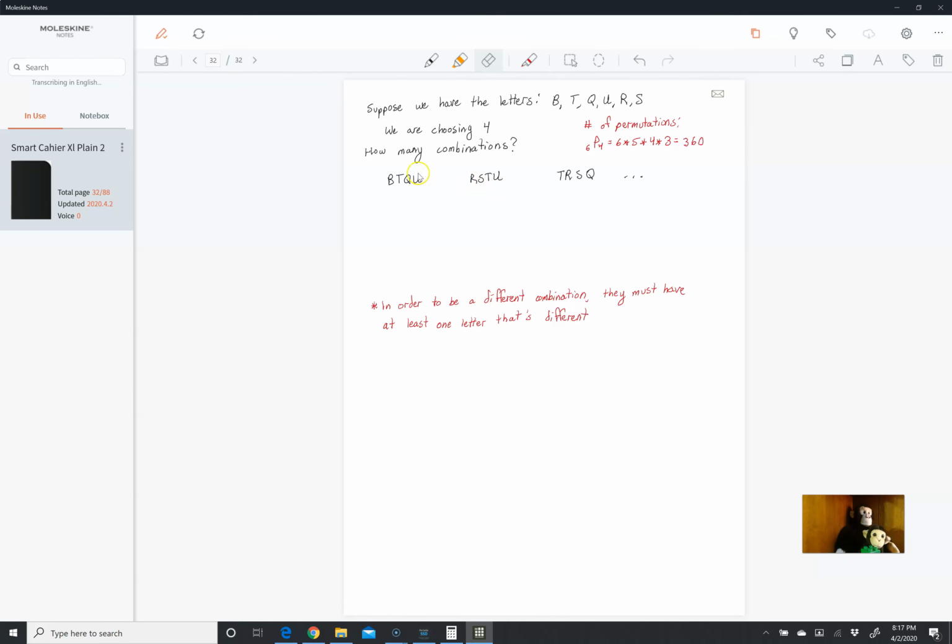So that's true in each of these cases. BTQU has different letters than RSTU, and RSTU is different from TRSQ. Here, all of the letters are the same except for the Q and the U, so they only have to vary by one letter, okay? And there are different combinations. So all of these are different.